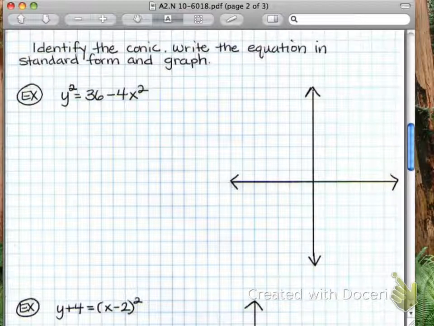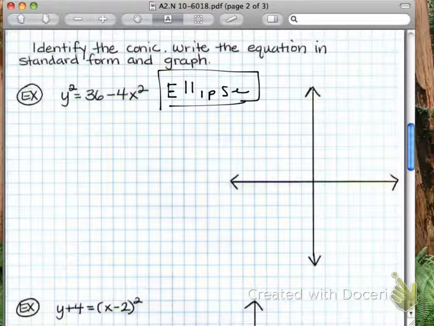Now, it's important that you understand that every form we have, whether it's a circle, hyperbola, ellipse, or parabola, has all the terms on the same side of the equal sign. Some are set equal to 0, some are set equal to 1, and some are set equal to a radius squared. But all of them are on the same side. So I need to put this on the same side, and that makes this an ellipse. That's important to know because now, if I know this is an ellipse, what form am I dealing with?